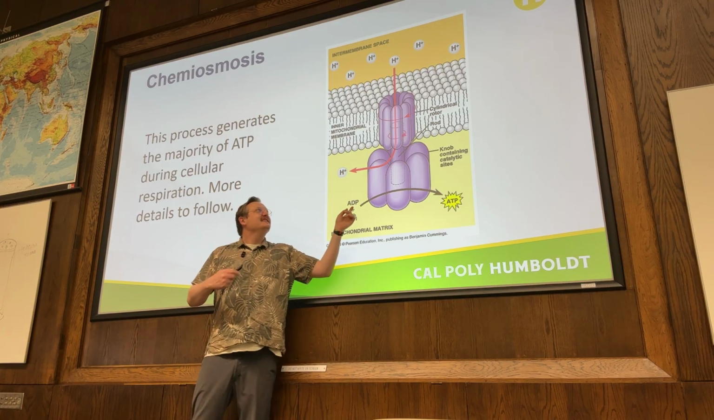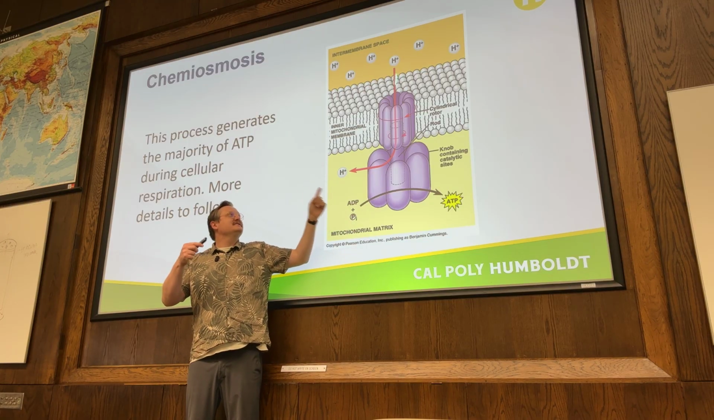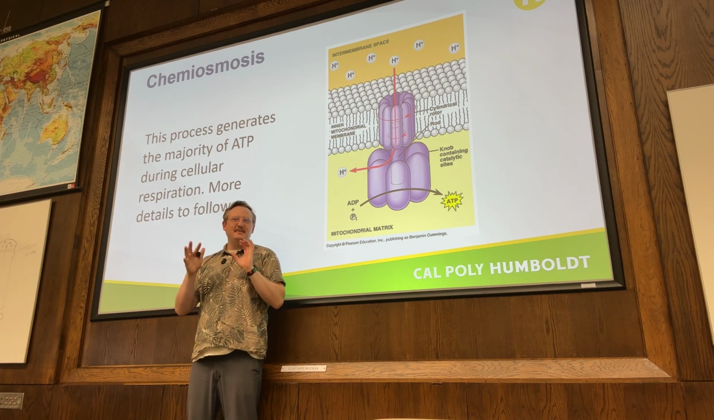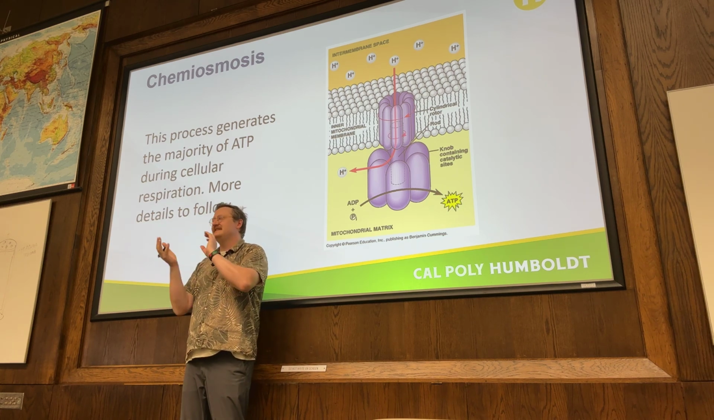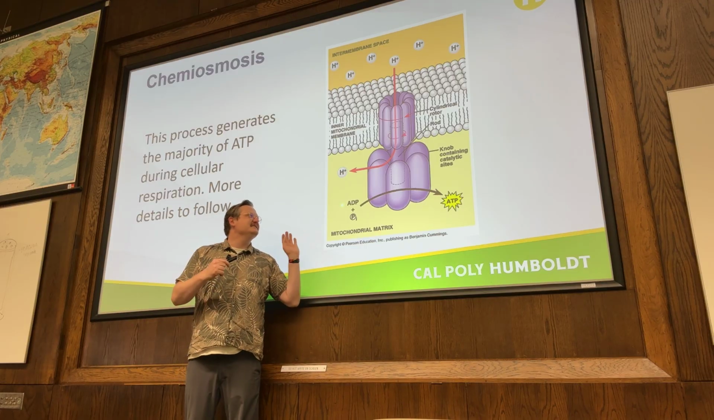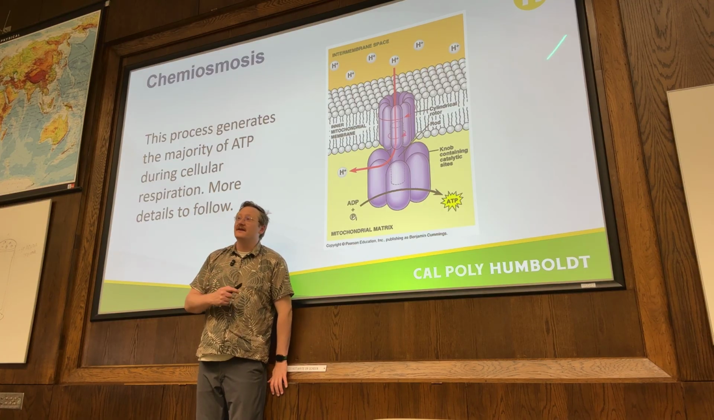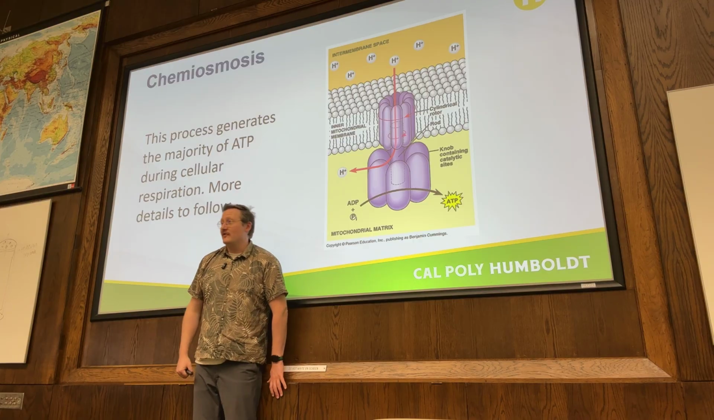What this does is it acts like a dam, where protons can flow through it, and that makes it spin. And as it spins, it changes shape. And as it changes shape, it changes activity. And what it does is it takes ADP and an organic phosphate, and it makes ATP. The energy source is actually the concentration gradient across that membrane.